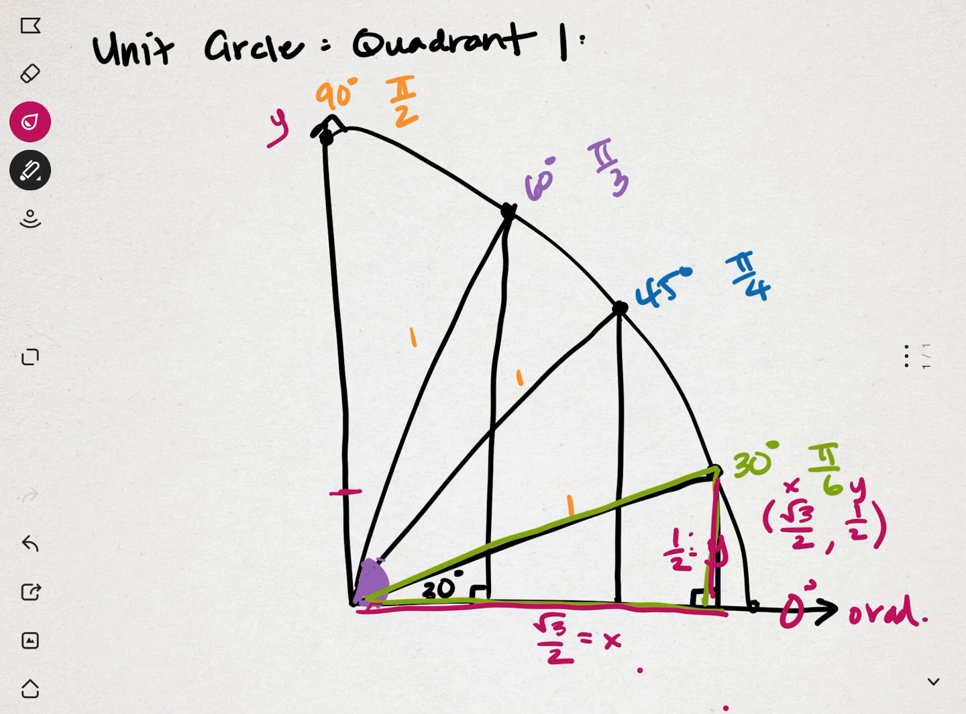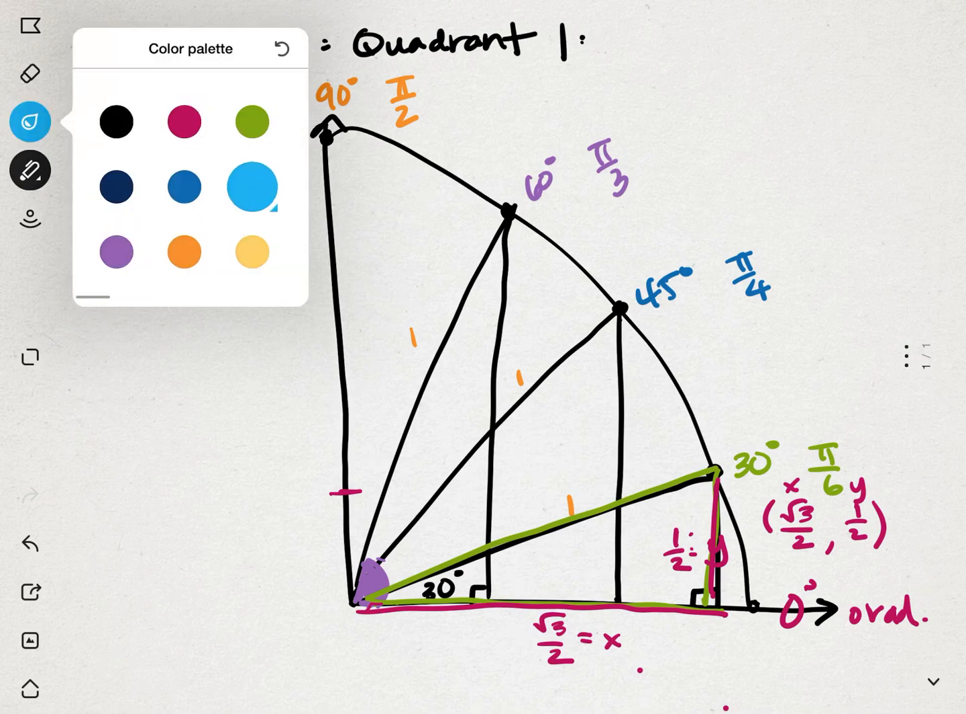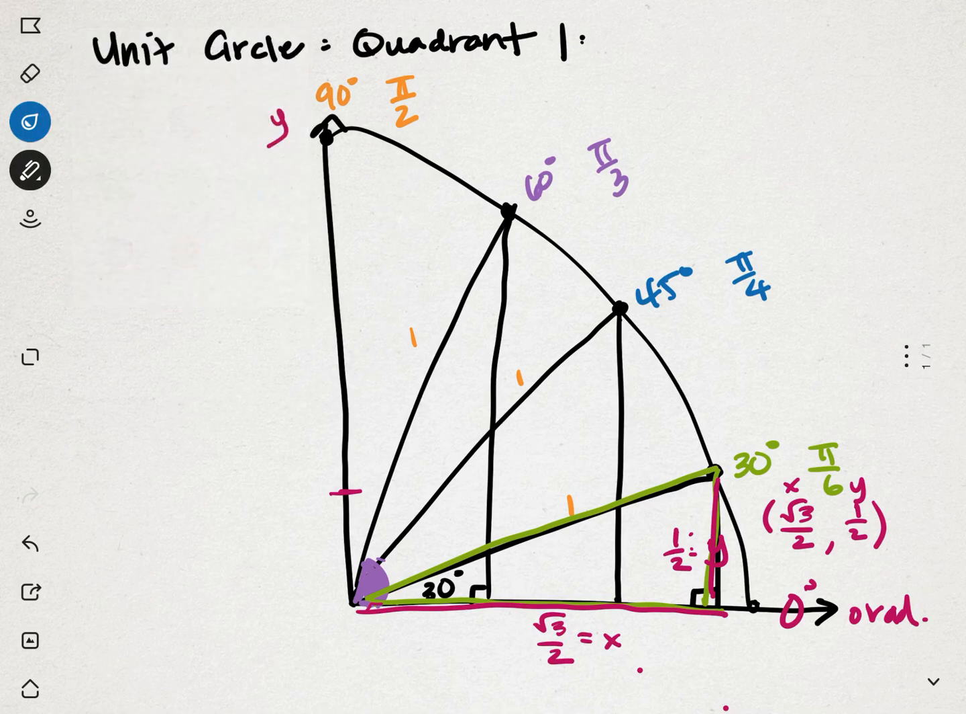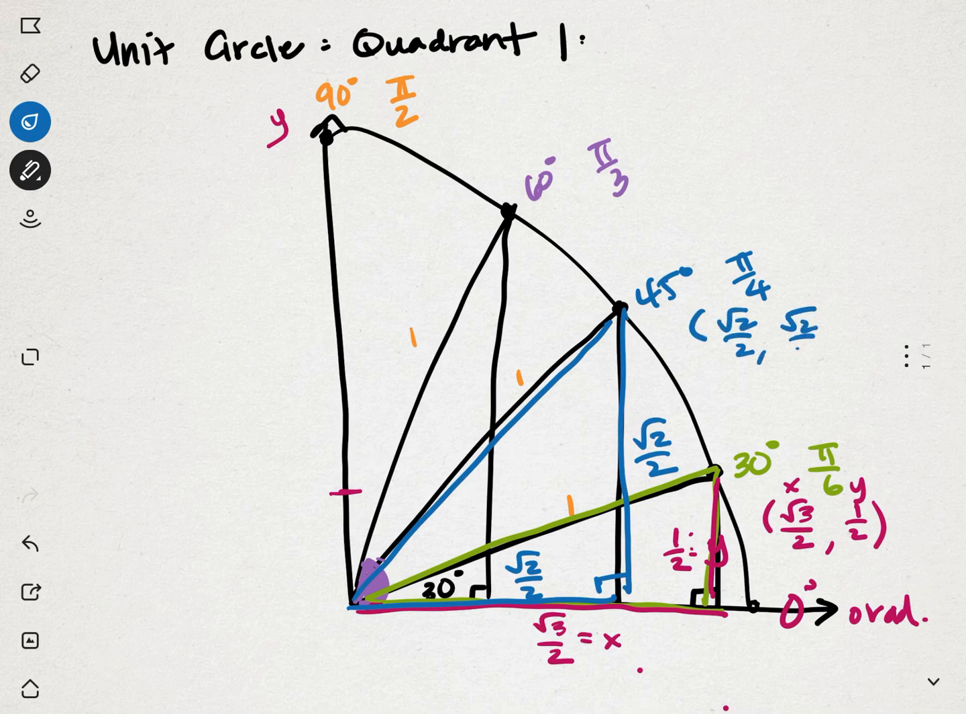All right, let's do the same thing. This time we're looking at 45 degrees. Right, so this is a 45, 45, 90 triangle. And what we said from 2 classes ago is that if we have a 45, 45, 90 triangle and our hypotenuse is 1, then we know the height is going to be square root of 2 over 2. And the base is going to be the same exact thing. It's an isosceles triangle. So for this one, our x and our y for our point is radical 2 over 2.